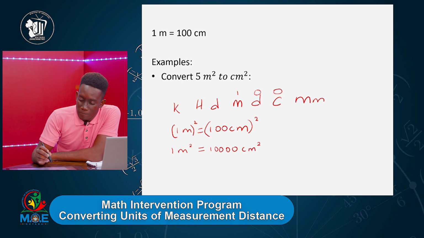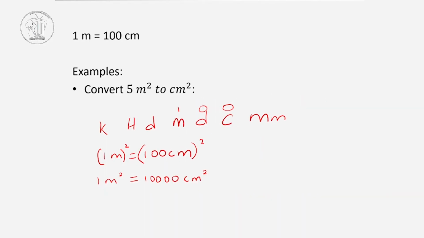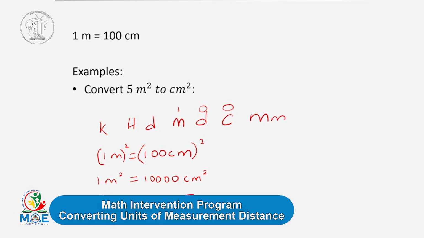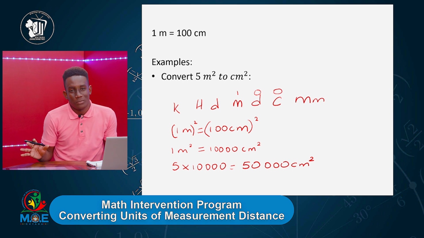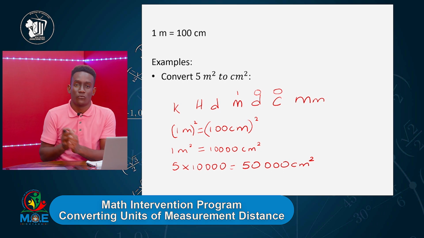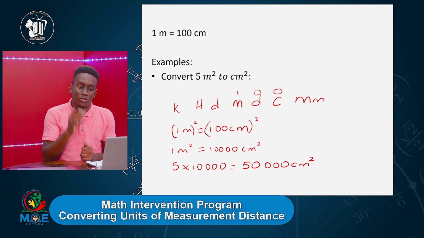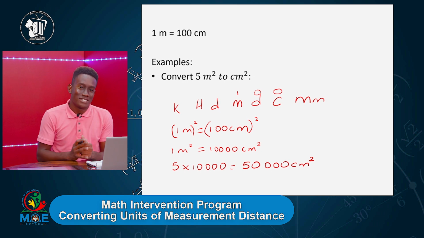So we see to convert from meters squared to cm squared, we multiply by 10,000. So this will be 5 multiplied by 10,000, which will give me 50,000 cm squared. And that is how you convert from one squared unit to another squared unit. Using the same thing that we did, but just that additional step of squaring the normal conversion rate. So let's look at another one to solidify our understanding of this concept.